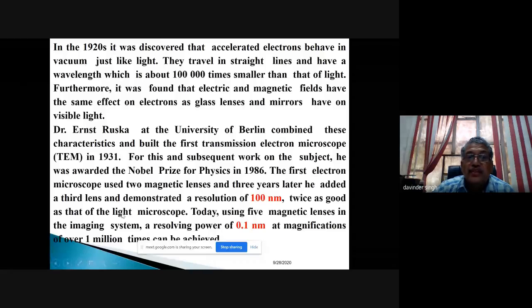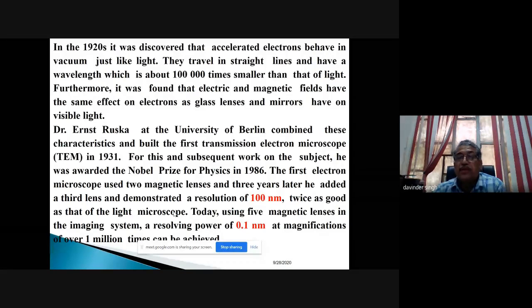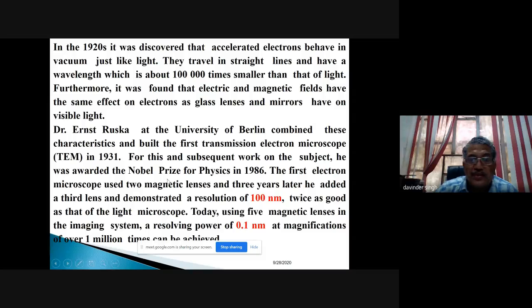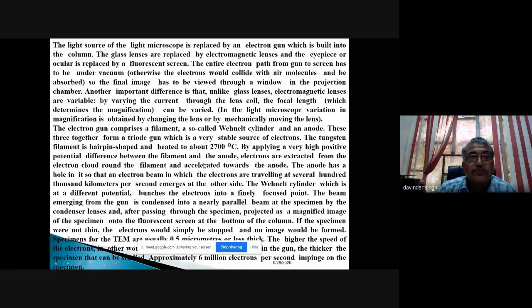That is twice as good as the light microscope, because the limit is up to 200 nanometers, or you can say 400 nanometers, but 100 nanometers was achieved by this. But today we have better magnetic lenses and imaging systems, and resolving power up to 0.1 nanometer can be achieved with the latest technology of TEM or SEM.